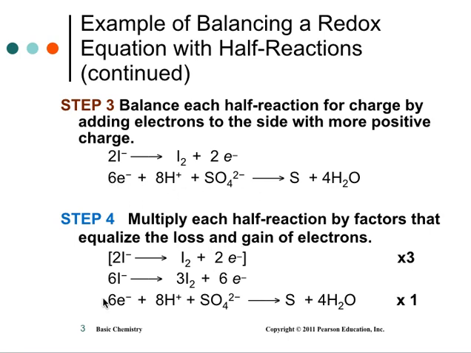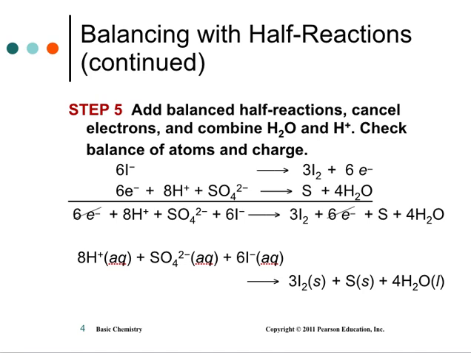Because I'm trying to get them equal to each other. Okay? Equal to each other. So that's the next step. Once I have them, I simply add both sides together. I have the 6I⁻ plus the 6 electrons. Say this was the oxidized one. This is the reduced one.